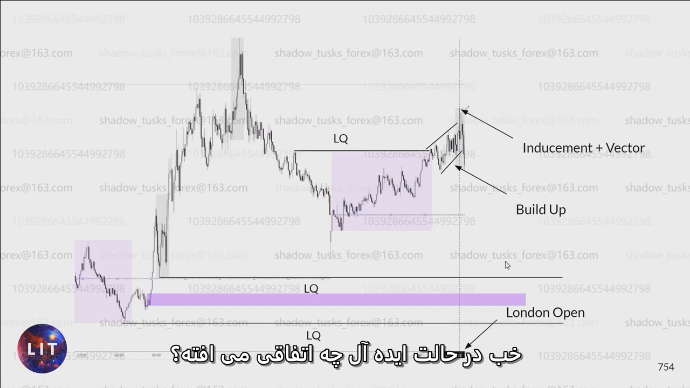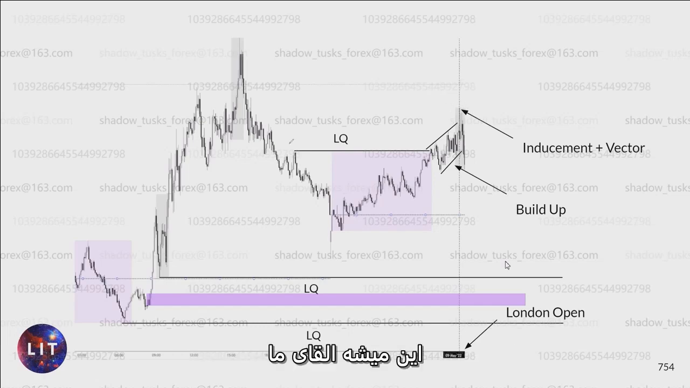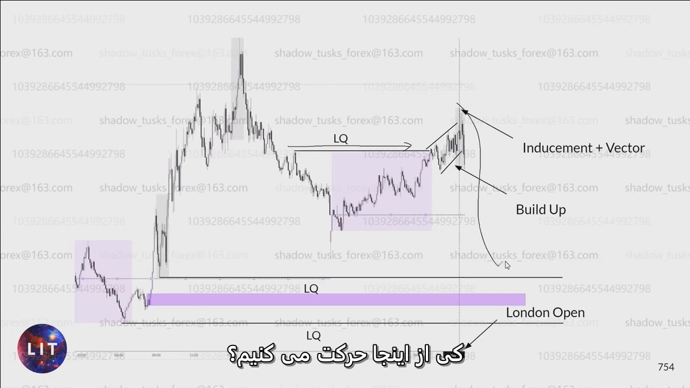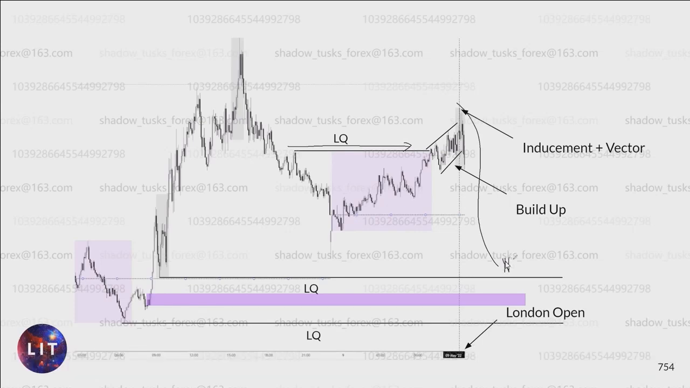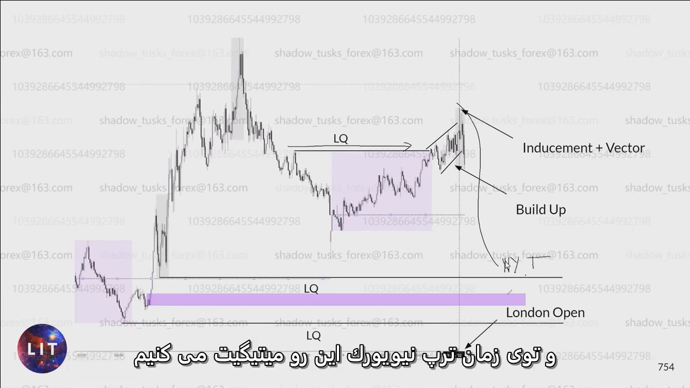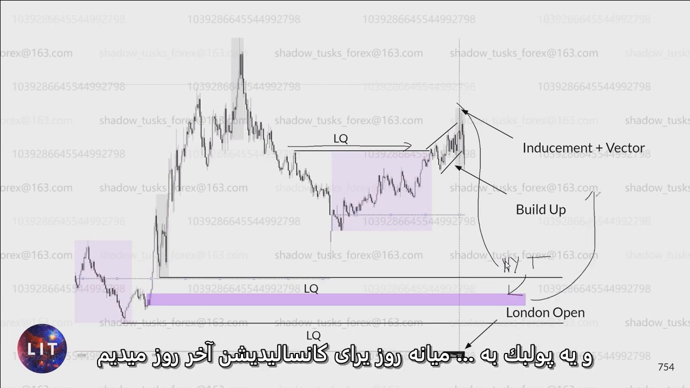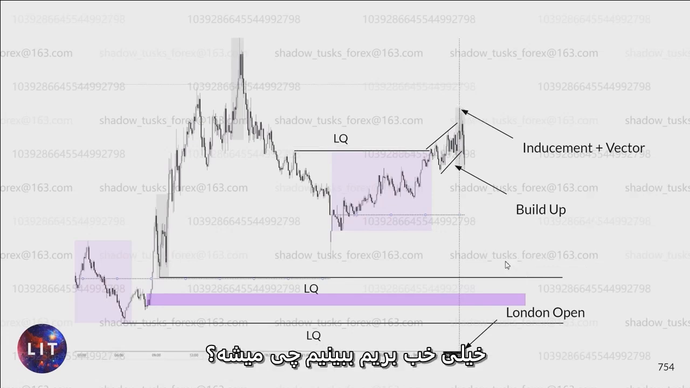So ideally, what would happen? Well, this would be our inducement. We trade away from this. When do we trade away from this until when? Preferably New York trap time. And then in New York trap, we mitigate this and we give a pullback to sort of the middle of the day for our end of day consolidation. So let's see what happens.